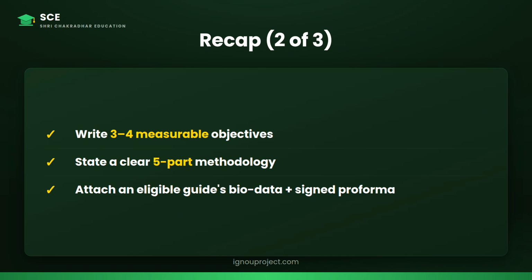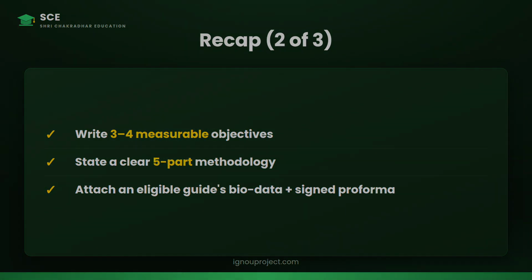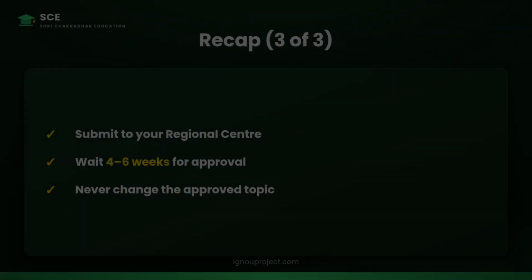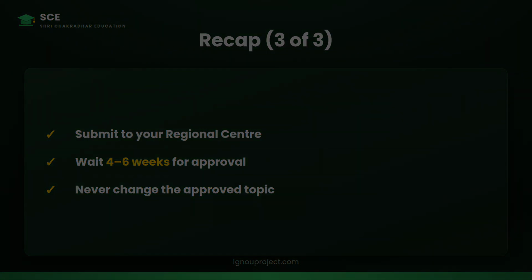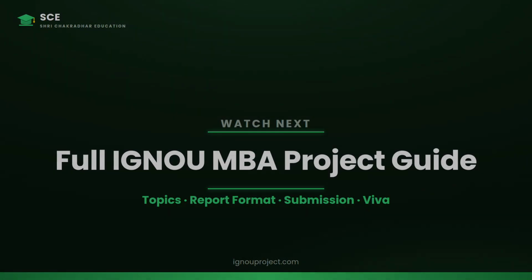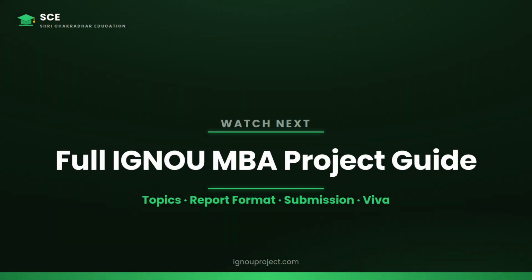Attach an eligible guide's biodata and signed Proforma. Submit to your regional center. Wait 4 to 6 weeks for approval, and never change the approved topic. Do all this, and your synopsis gets approved on the first attempt. That is the complete IGNOU MBA Project Synopsis Masterclass.